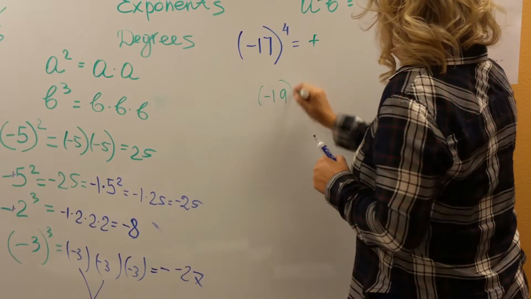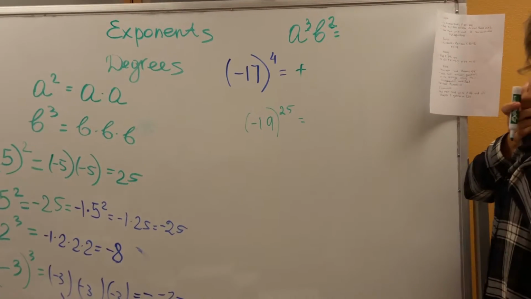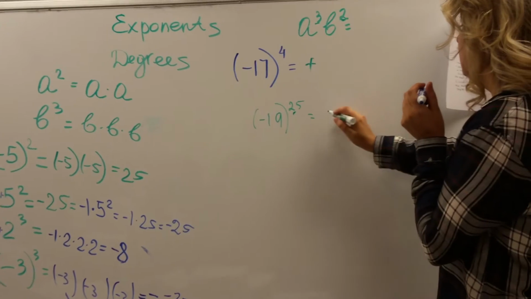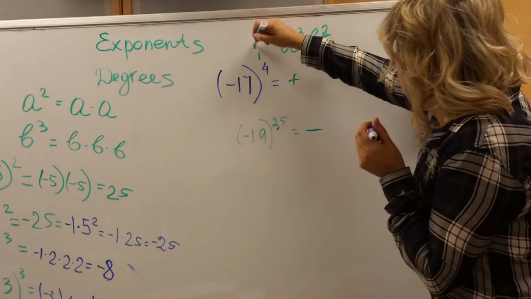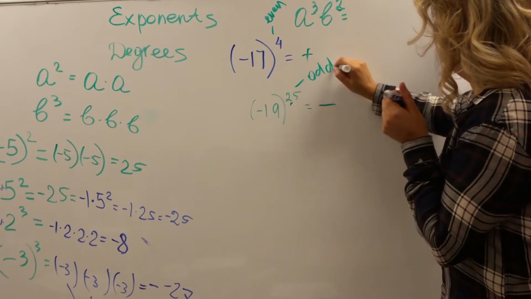Negative 19 and the degree of 25, Max. Well, my answer will be negative or positive? Negative. Correct, because this is odd, right? Yeah. So write down even, odd. That's it.